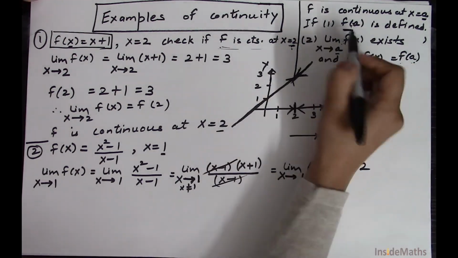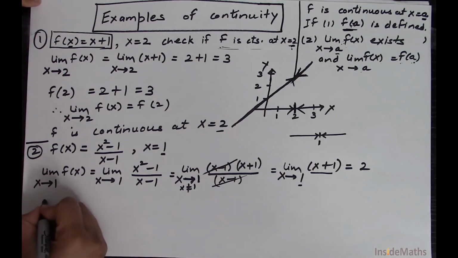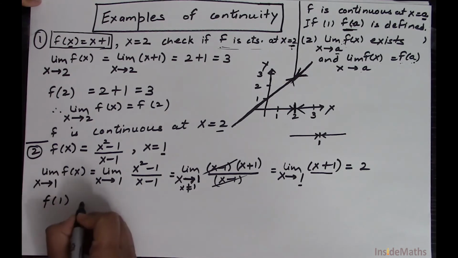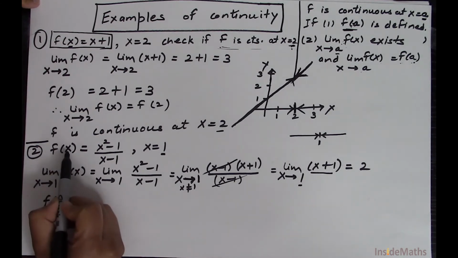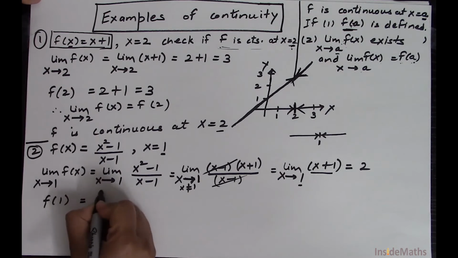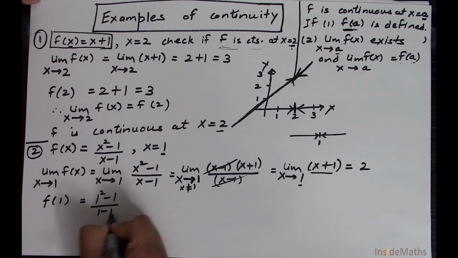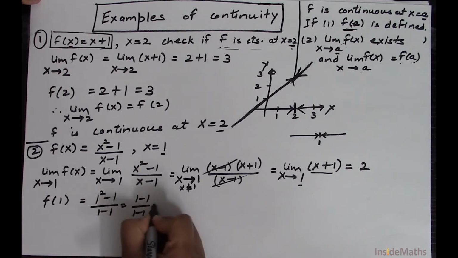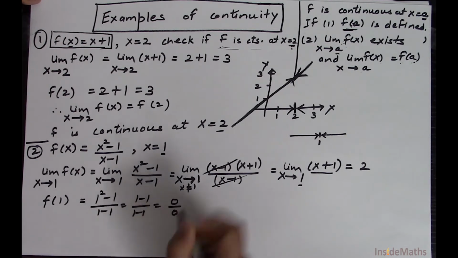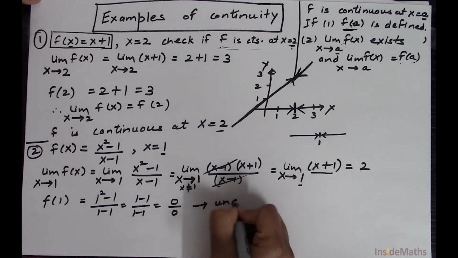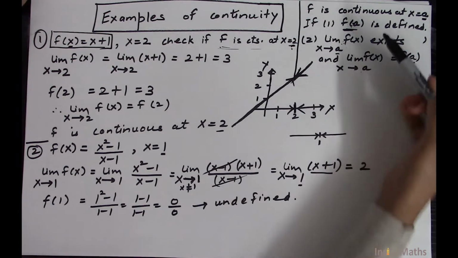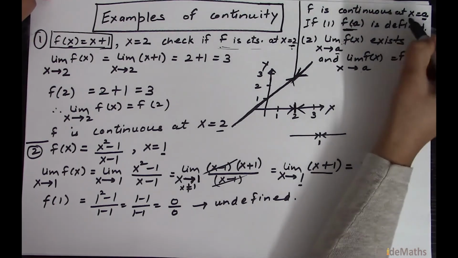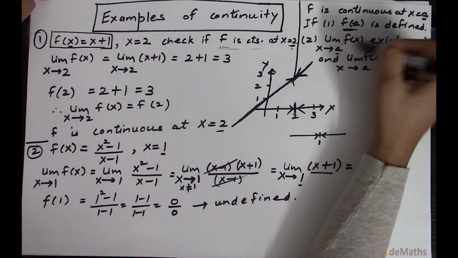Now I have to find f of a, that means f of 1. For f of 1, I have to put 1 at the place of x in this function. So I get 1 square minus 1 over 1 minus 1, which is equal to 1 minus 1 over 1 minus 1, which is 0 over 0 form, which is undefined. So by this definition, the first condition does not hold and the second condition holds.